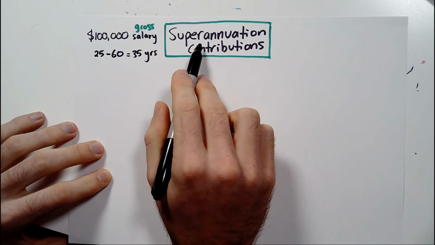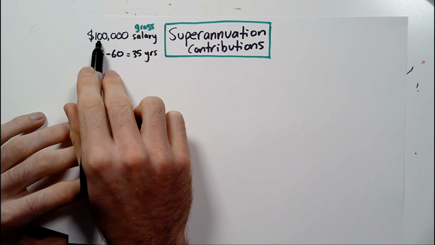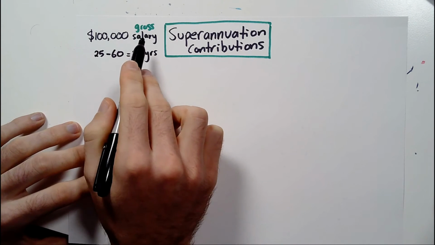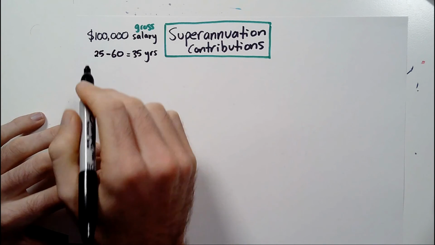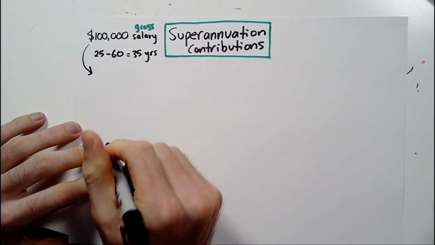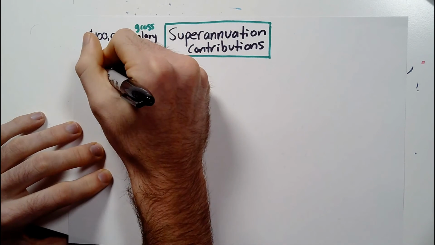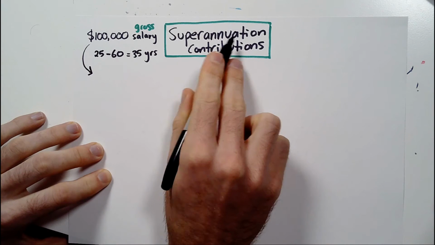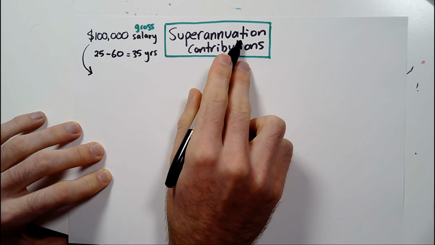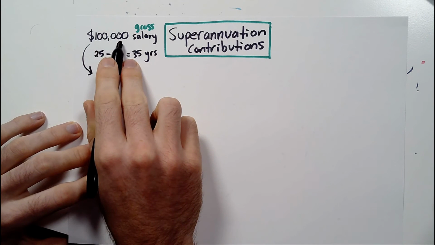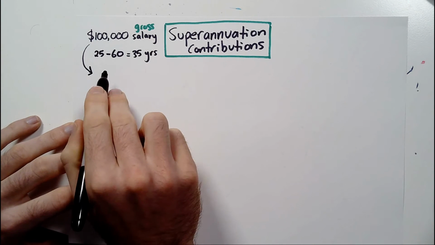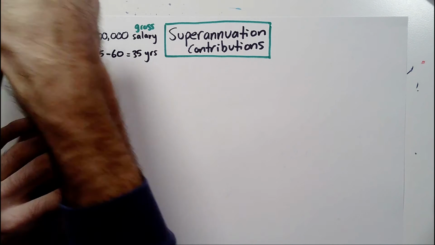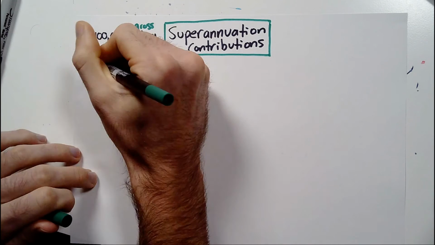Okay, where does super come into this? Well, let's just say you're making $100,000 gross salary, and that's the relevant type of salary we want to look at. Don't worry about the net salary after tax. So let's say you make $100,000. Your employer has to pay a certain percentage on that amount and put that into your superannuation fund. So they actually have to pay you more than $100,000. They have to pay you $100,000 plus a certain percentage on top. Now, what that percentage is, I'm going to say for this example, is 10%.